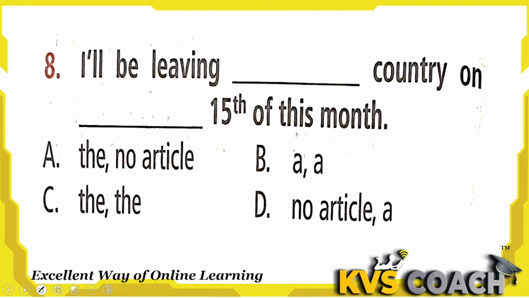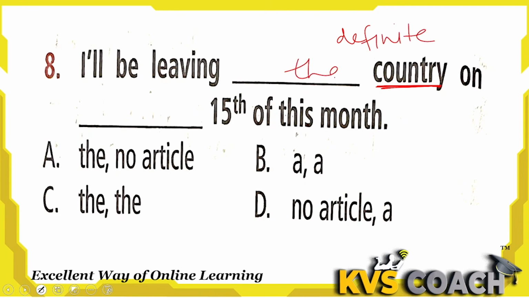Next, I will be leaving dash country on dash 15th of this month. Look, I will be leaving country. The person is saying about country. No, he is not mentioning any name of country. It means listener and speaker both know the country name, or they are living in that country, in the same country. That's why one is saying that I will be leaving country. So this is not specific country name. So what we will use? They both know about the country. So we will use definite article here because listener and speaker both know about the country.